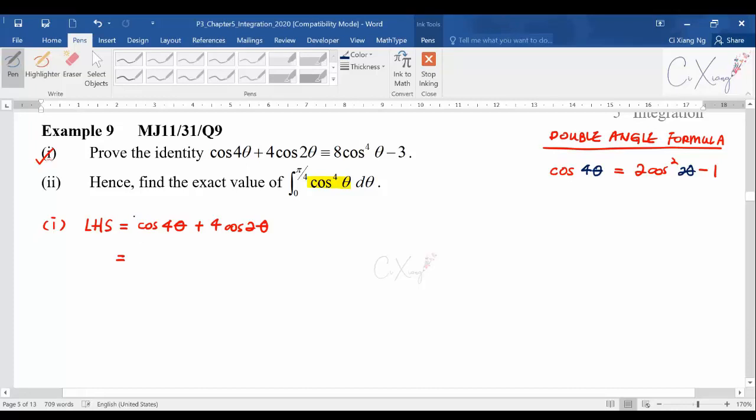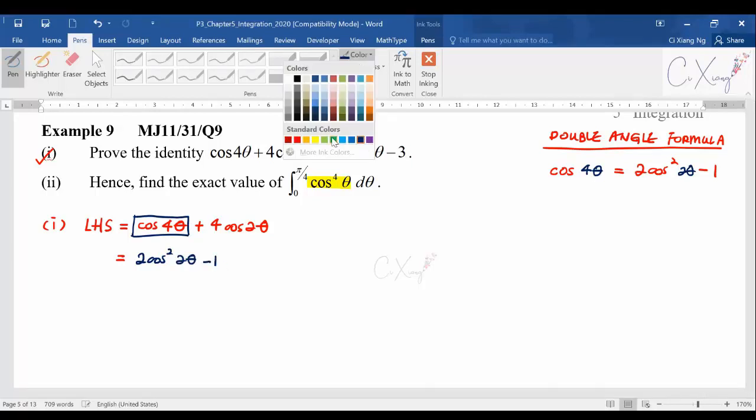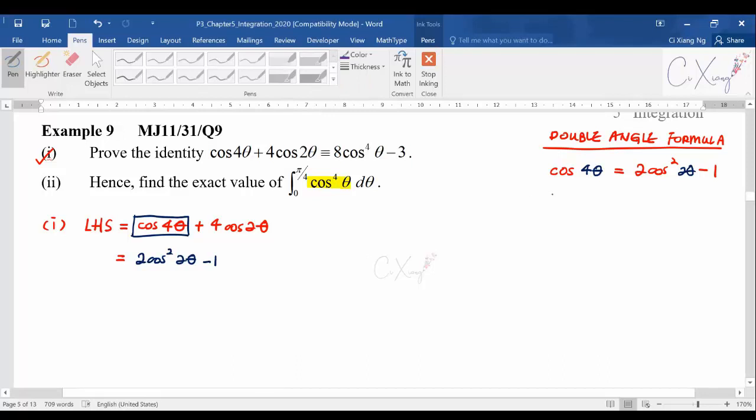Okay, so for this first part, I'm going to write it as 2 cos square 2 theta minus 1. And after that, I'm having cos 2 theta here. So for cos 2 theta, what is the formula that we have? It should be 2 cos square theta minus 1. So for this part, I'm going to write it as plus 4 times 2 cos square theta minus 1.